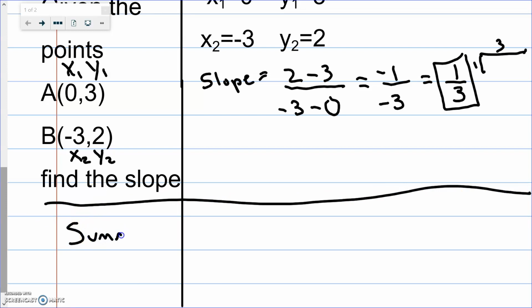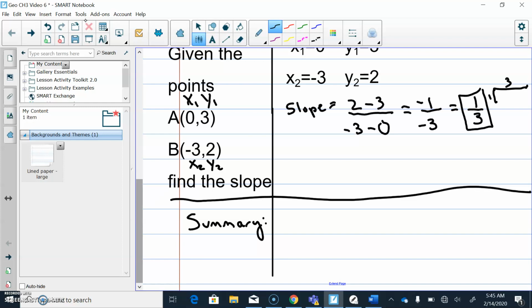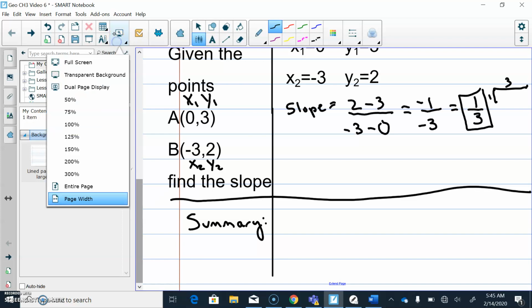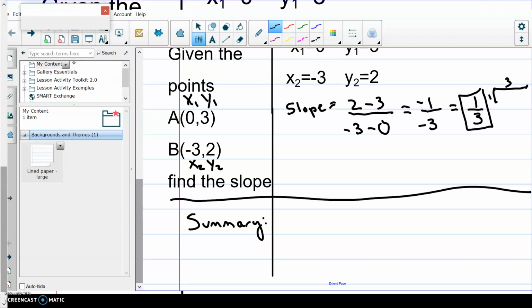So please give me your summary. What did you learn today? You learned how to find the slope. How do you find the slope? You identify your x1, y1, x2, y2. And now either come sit with me or go up front and find the assignment that goes along with this.